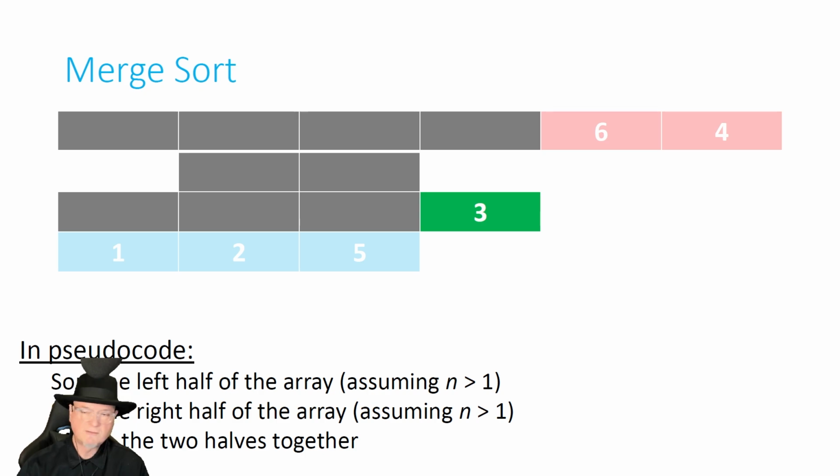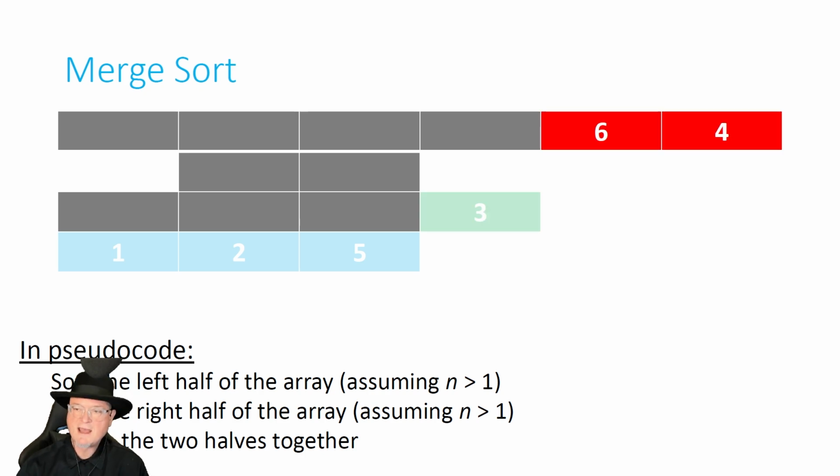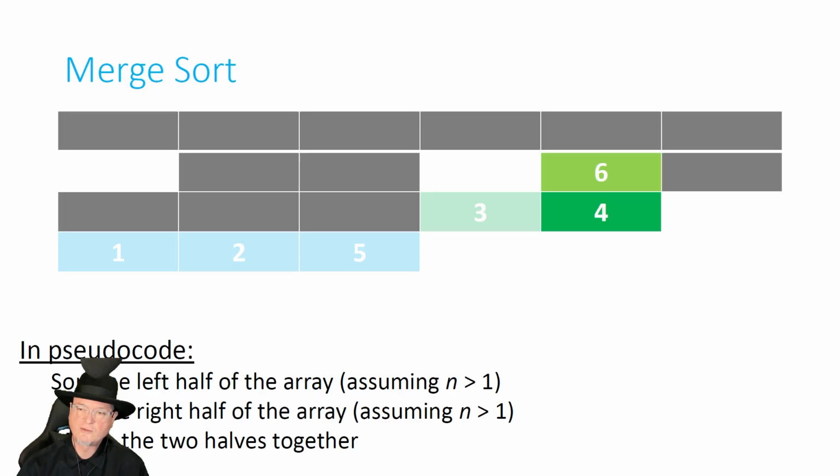It's only a single number, so it's already sorted. We're going to ask, are those sorted? They're not. So we're going to bring the numbers down and then sort them. Again, we can think of this as the left and right finger method. Left finger on 6, right finger on 4. Which one's smaller? 4, of course. We bring it to the next position.